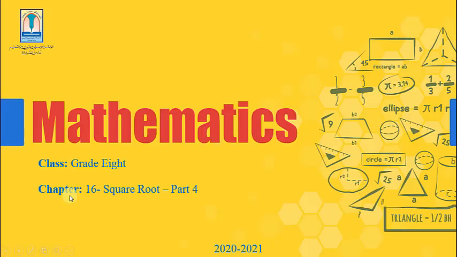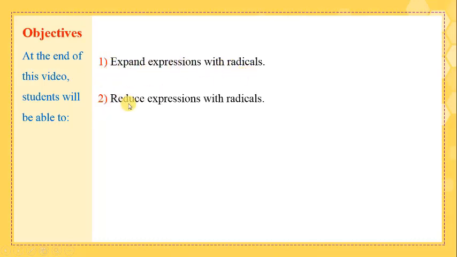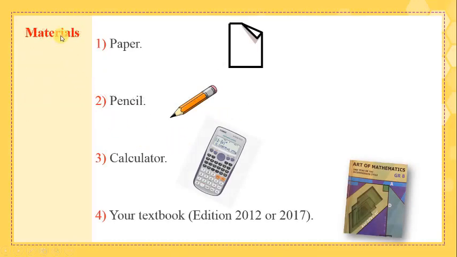Dear students, our chapter is chapter 16, square root, part 4. At the end of this video, students will be able to: number 1, expand expressions with radicals. Number 2, reduce expressions with radicals. Materials we need: paper, pencil, calculator, and your textbook edition 2012 or 2017.